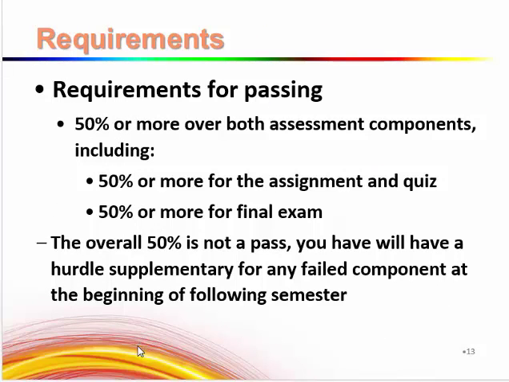The requirements for passing this subject. You have 2 hurdle requirements. You have to get 50% or more over all assessment components, including 50% or more for the assignment and quiz, and 50% or more for the final exam. Please notice that the overall 50% is not a pass. You will be given a hurdle supplementary for a failed component at the beginning of the following semester, providing your overall is 50% or more.